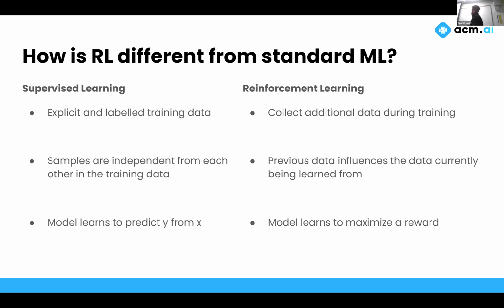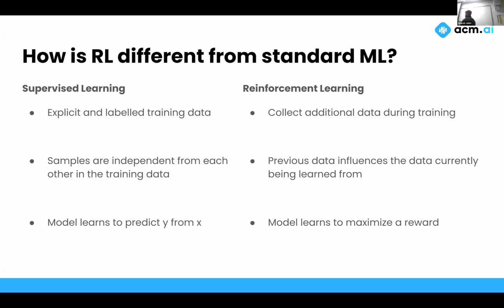Just to give you a glimpse of how RL is different from our standard supervised approaches: supervised learning uses explicit, labeled training data, while reinforcement learning doesn't. The data is collected while it's learning, so we don't have a separate training phase; the robot may be training as it's picking up cans. Another big difference is that samples in supervised training data are independent from each other, while in reinforcement learning, previous data influences the data currently being learned from.